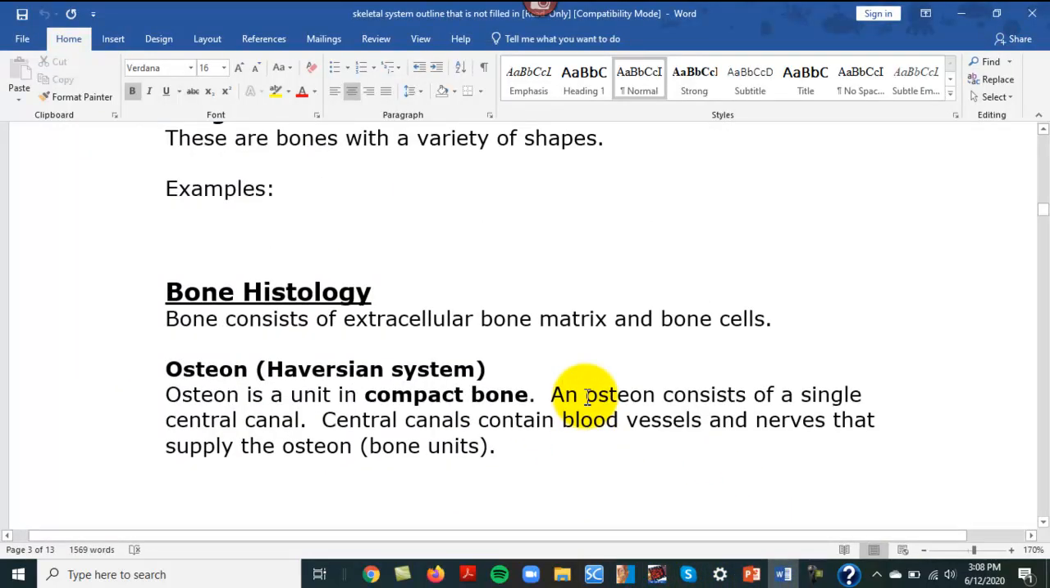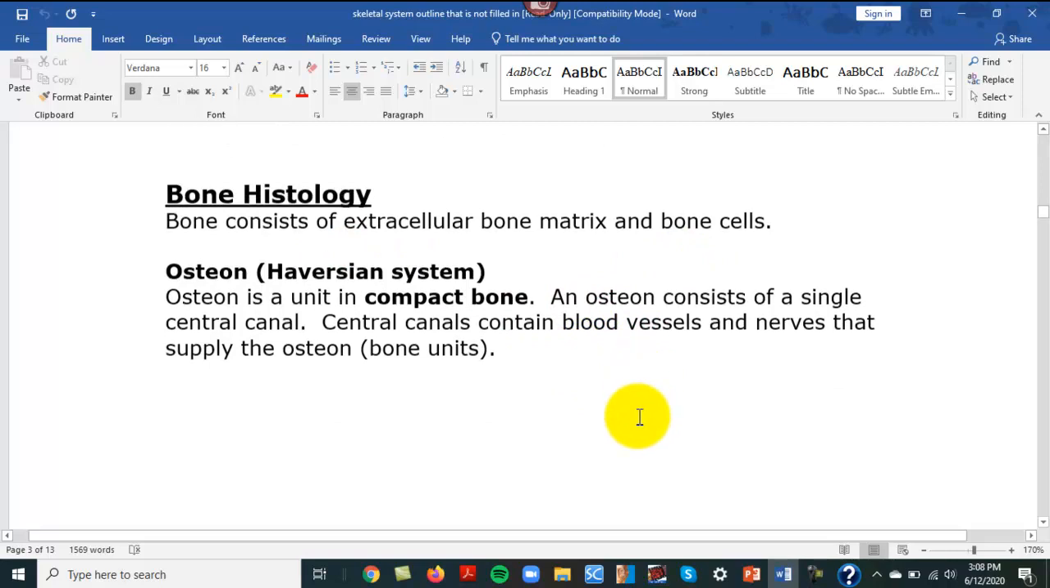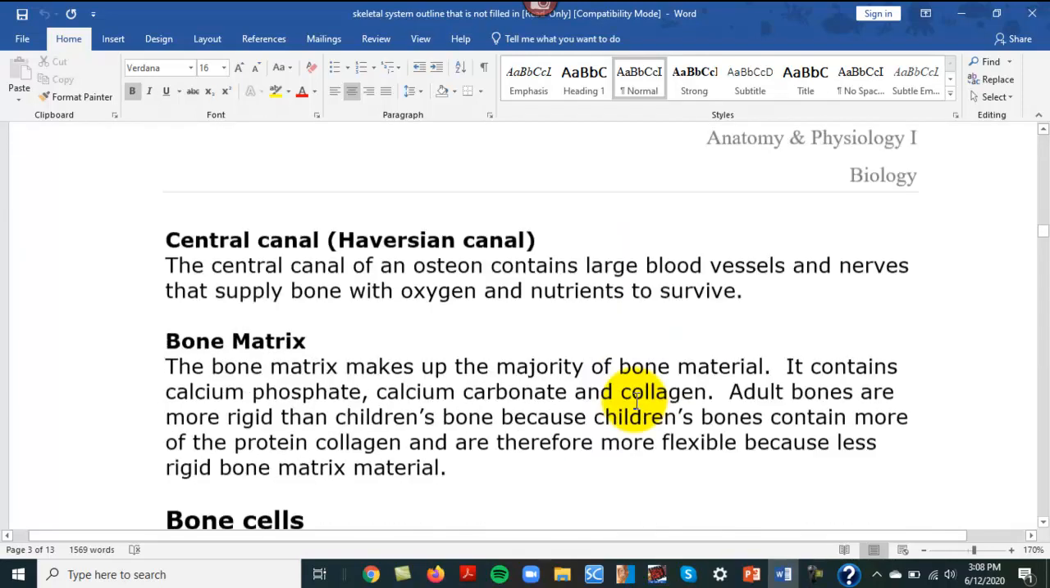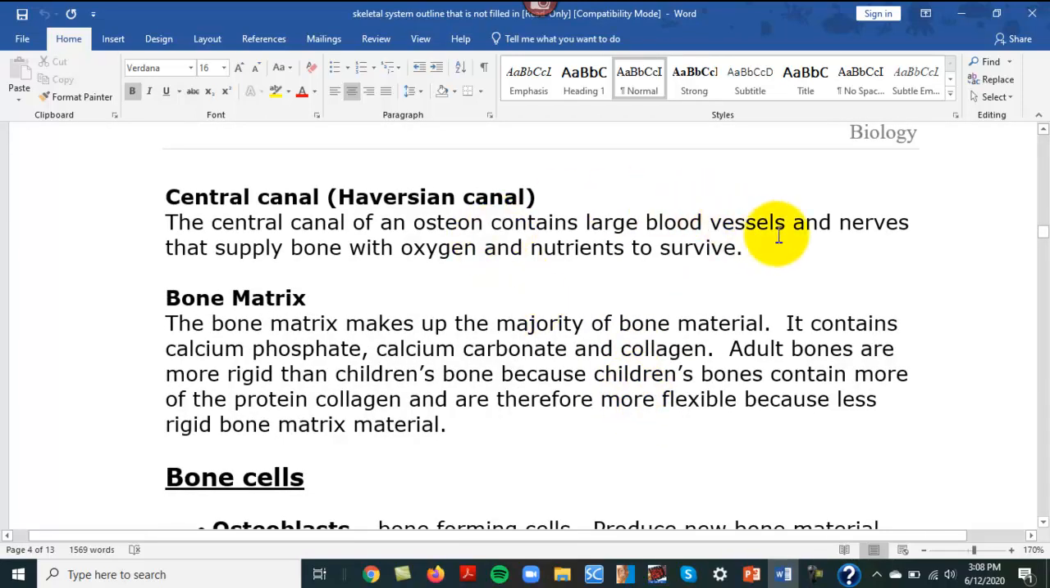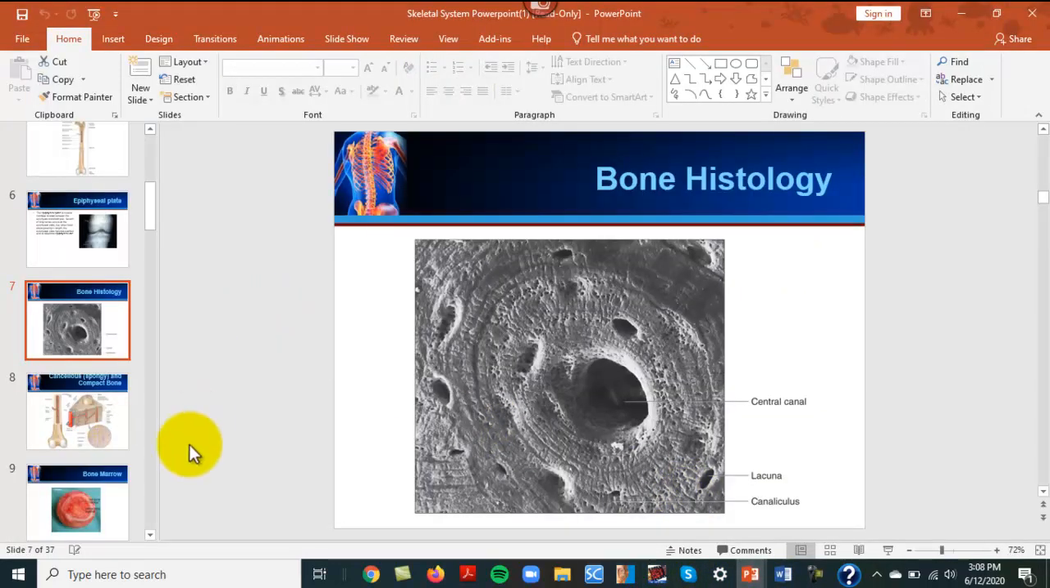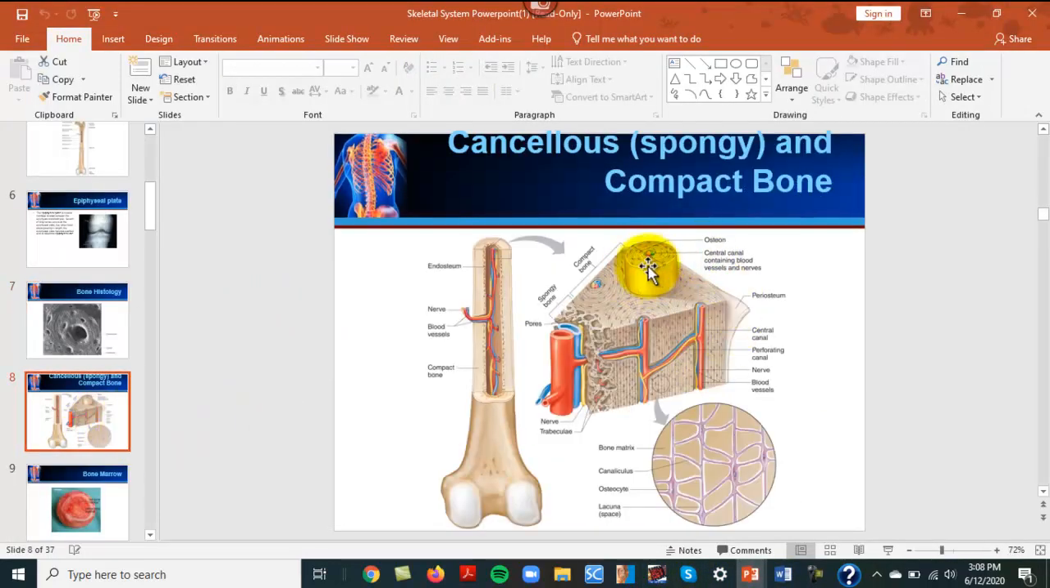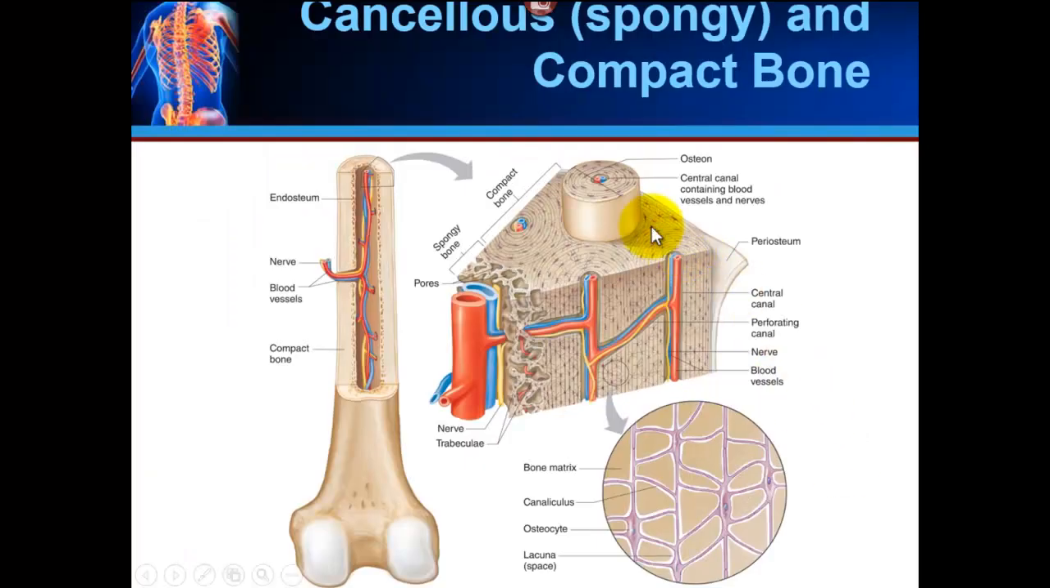All right, so I showed you what an osteon is. I know there's a blank here. Central canal has large blood vessels and nerves, and I'm going to stay with this PowerPoint. That's what this is, and see if I can get it a little bigger. There, see the red and the blue? That's a vein and an artery, and the yellow would be a nerve, so that's the central canal.